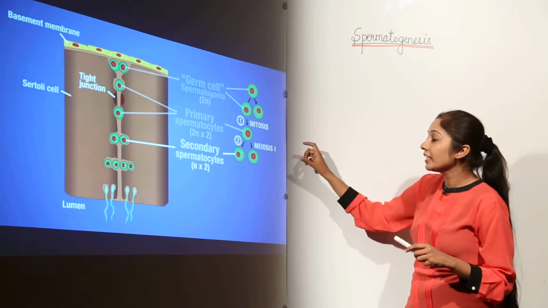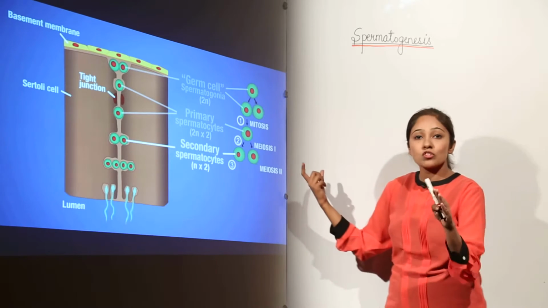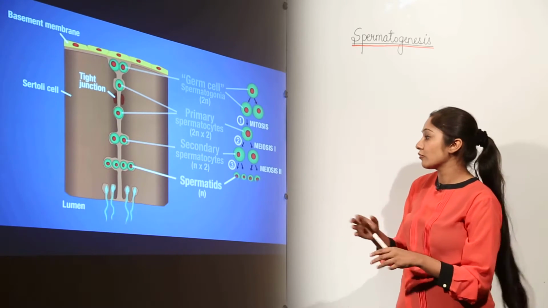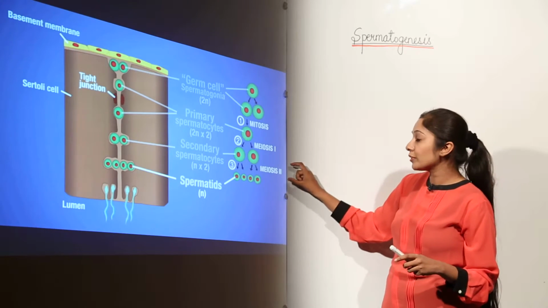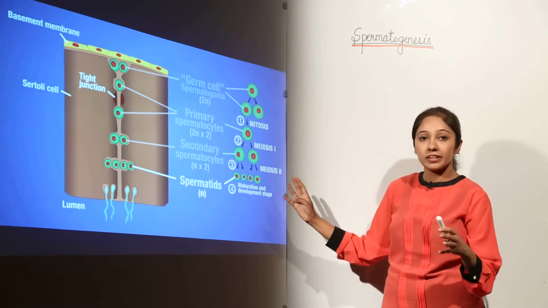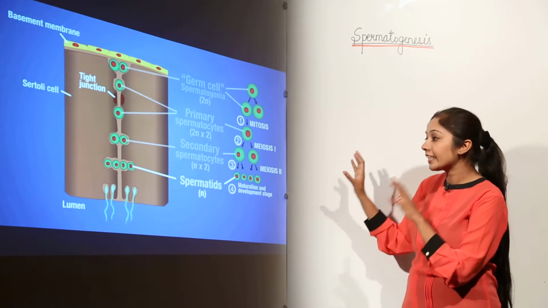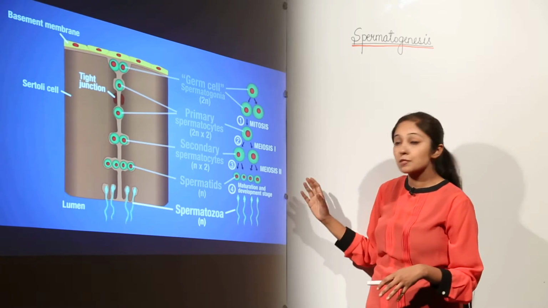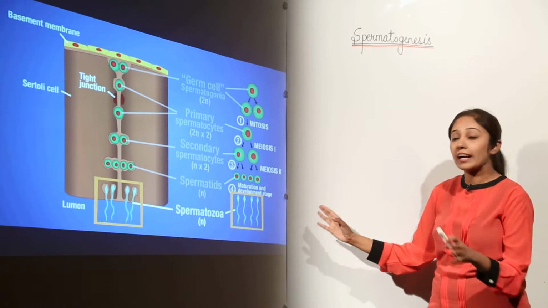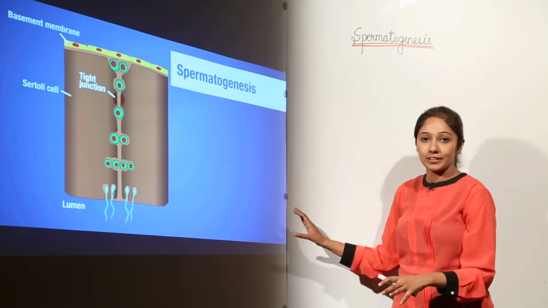During meiosis 1, what happens? The chromosome number is reduced to half. So now these cells will have half the number of chromosomes. Then meiosis 2 will produce haploid spermatids. Now we have 4 spermatids which are going to mature and develop into sperms, that is spermatozoa, each having half the number of chromosomes, that is they all will be now haploid.